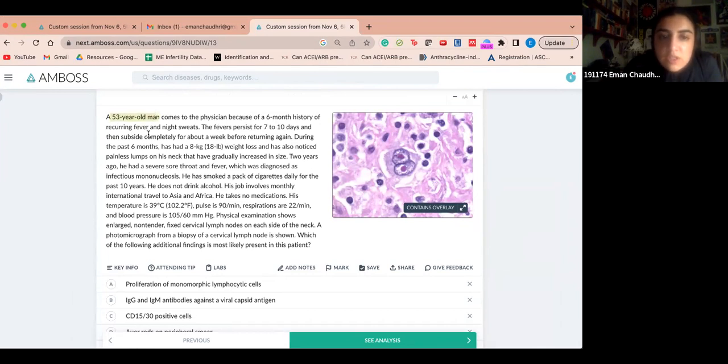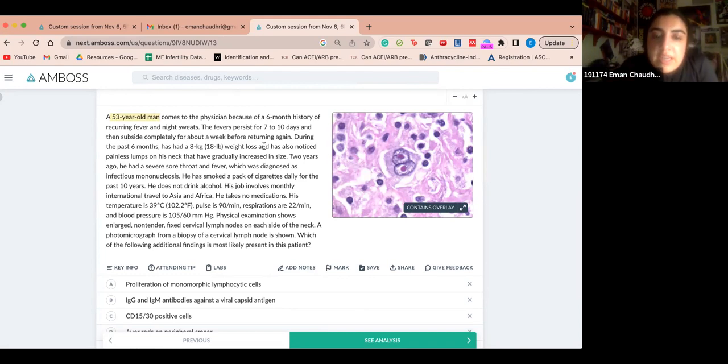53-year-old man, 6-month history, recurring fever, night sweats, fevers persist for 7 to 10 days and subside completely for about a week. Do you guys know what this type of fever is called? It's pathognomonic for Hodgkin lymphoma. Not only, it's not pathognomonic, it doesn't only happen in Hodgkin's, but it does happen in Hodgkin's. If you see this, you do have to think of Hodgkin in your differential. It's called the Pel-Ebstein fever, where it goes like this for a few days and subsides. Then a few days more, it's like this and it subsides, okay?